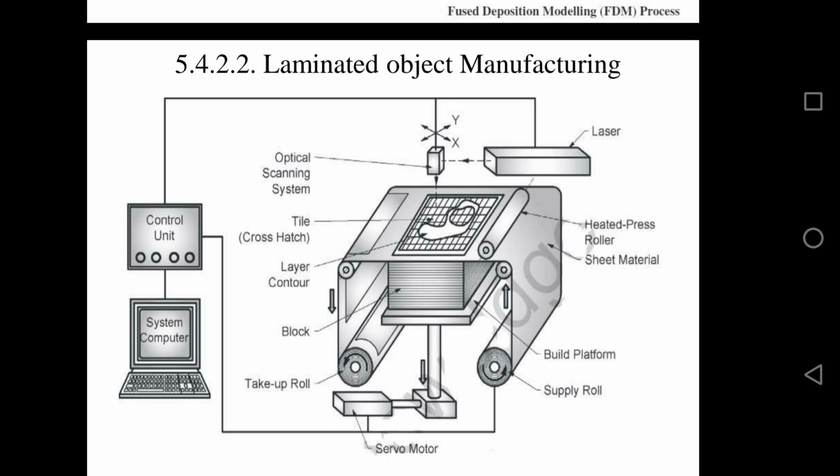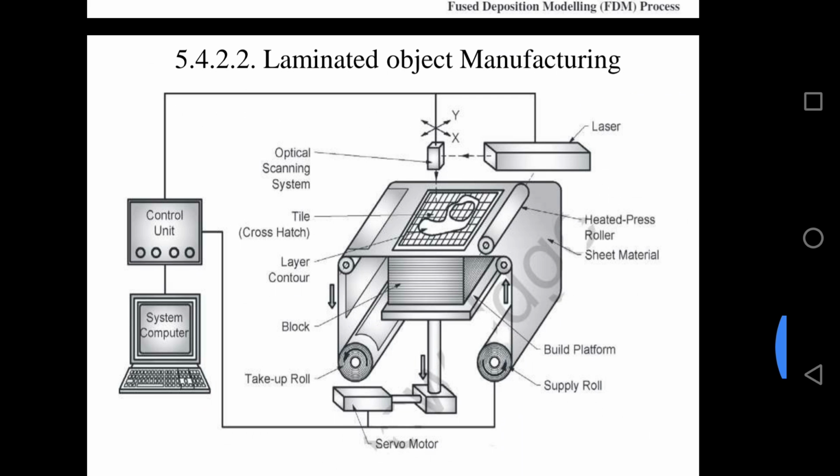So after cutting of one layer is complete, the build platform is going to lower itself by the same depth, equal to one layer thickness. The remaining portion of the sheet is wound on a take up roll, and the sheet for the next layer is supplied by the supply roll. The process is repeated until the part is completely built. Okay. So the last step is post processing, which includes separating the part from its support material, and cleaning and finishing it. So this is the working principle of laminated object manufacturing.